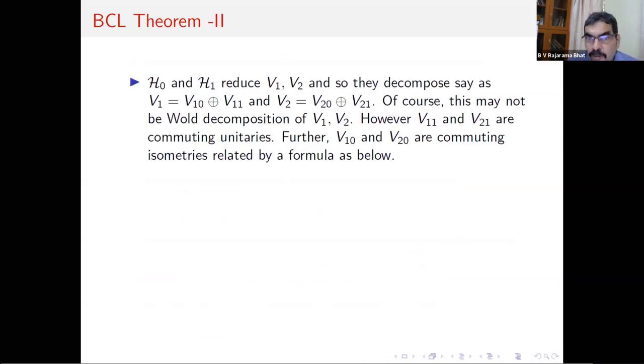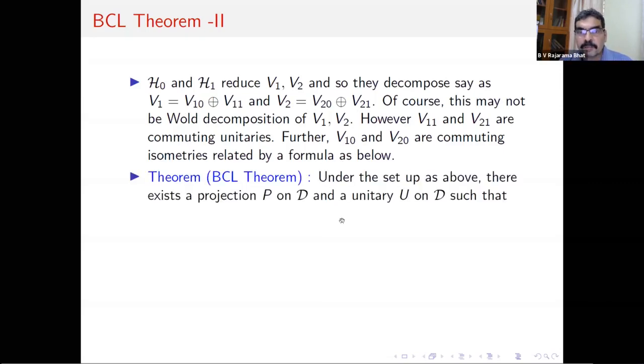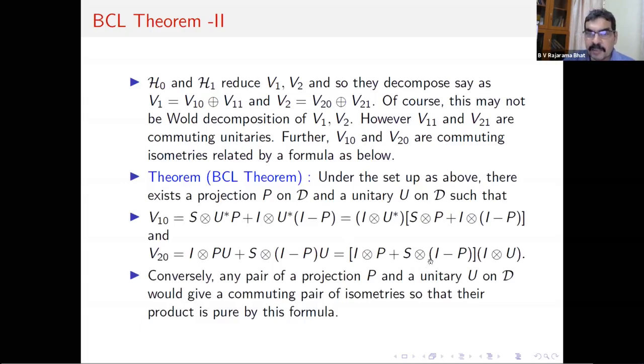Now V1 and V2 commute. So that ensures that this H0 and H1 reduce V1 and V2, and they themselves decompose. These isometries V1 and V2 also decompose like this, but it may not be the Wold decomposition for V1 and V2. So here, wherever there is a unitary part of V, these V11 and V21 become unitaries. So they become commuting unitaries. So this part you don't have to worry. But in this part, V10 and V20 may still have some unitary part. They may not be pure. So the BCL theorem describes what happens there.